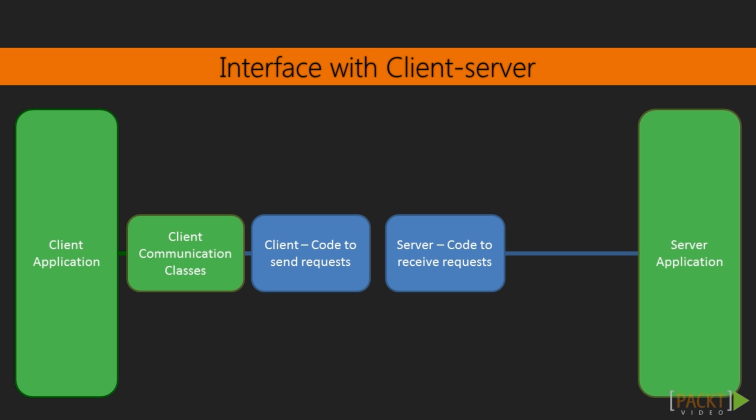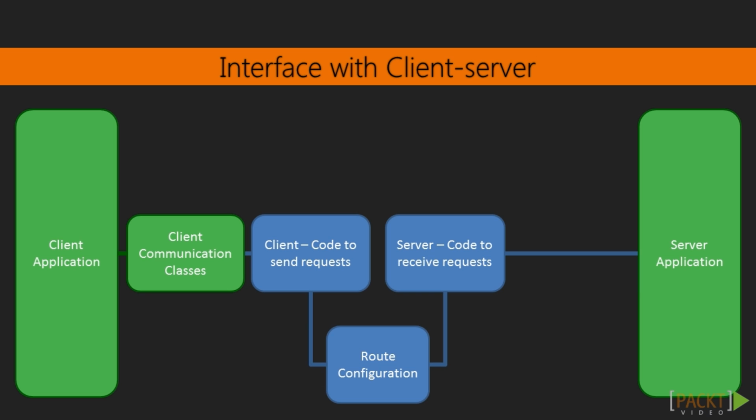Now our first task is to store the route configuration in a central location so that it can be shared between the client and the server. We can do that by employing one of the methods we talked about in the previous video. So for example, we could store the route configuration in a TypeScript file in the server application, and then create a build script to copy the route configuration TypeScript code to our client application. Then we would use this route configuration when defining the code to send the requests, and the code to receive the requests.